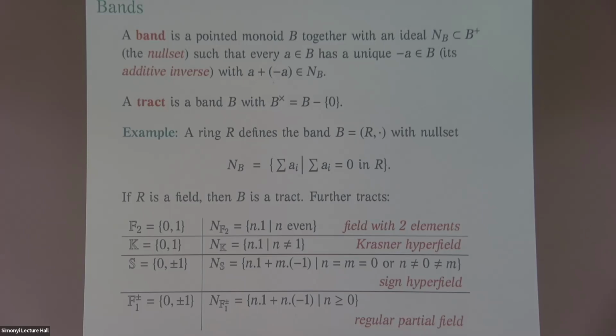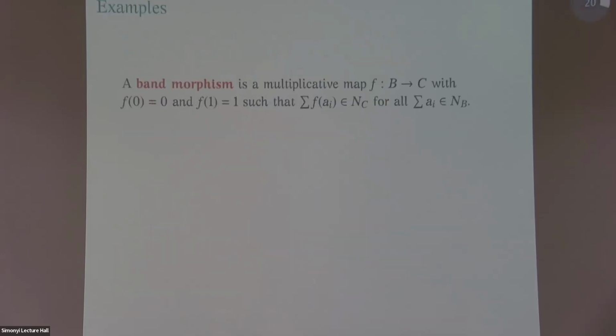I talked about fully faithful embedding, so let me briefly tell you what the morphisms of bands are. These are simply structure preserving maps. So it preserves the multiplication of the monoids, preserves the constants, and whenever we have a sum in the nullset, then applying F to each term of the sum lands in the nullset. This is the most natural thing that you come up with, and that defines the category of bands.